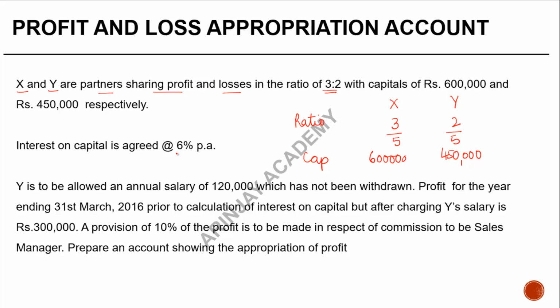Interest on capital is agreed at 6% per annum. Since we don't know anything as to when these capital were contributed, we will assume that they have been there for the entire year and therefore the 6% interest has to be given on these two amounts. If I look at it, 6% of 6 lakh will be how much? 36,000, and 6% of 4,50,000 will be 27,000. You can do these calculations at your end also.